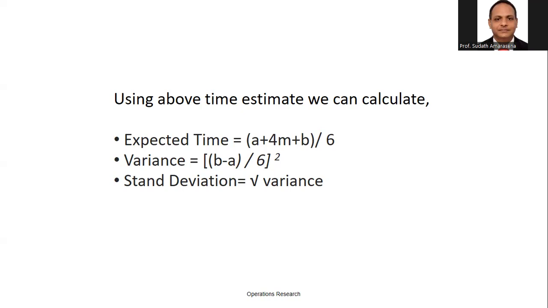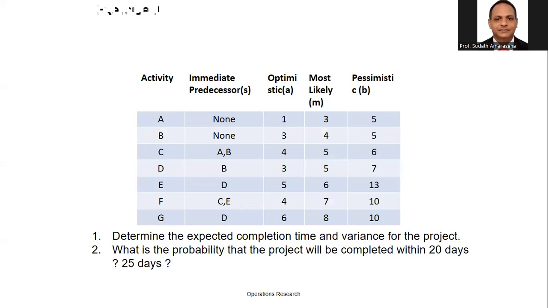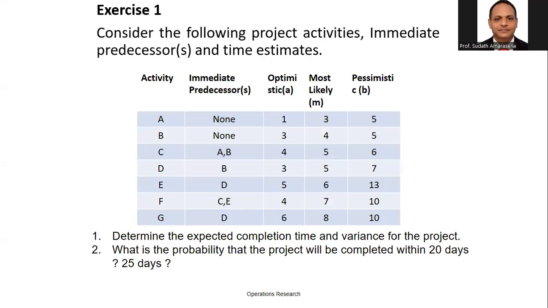I'll take an example and explain step by step how the PERT method works. Okay, consider the following project activities, immediate predecessors, and time estimates. The activities A, B, C, D until G are given. The immediate predecessors are given, and also the 3 time estimates.